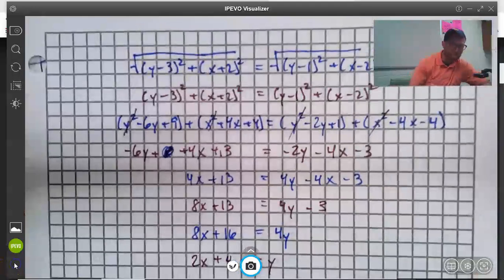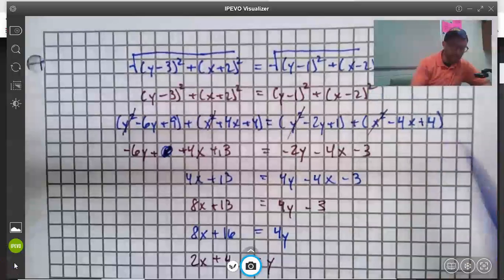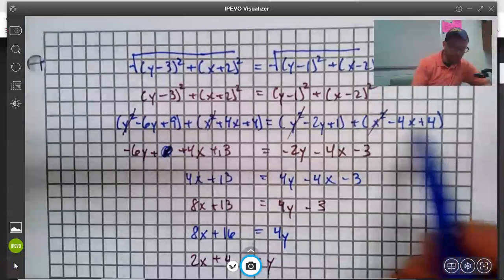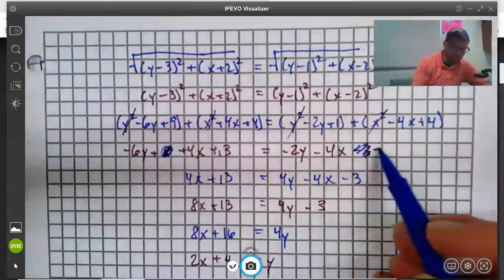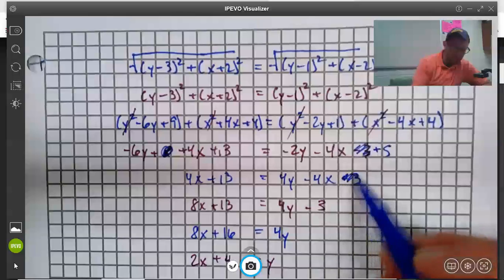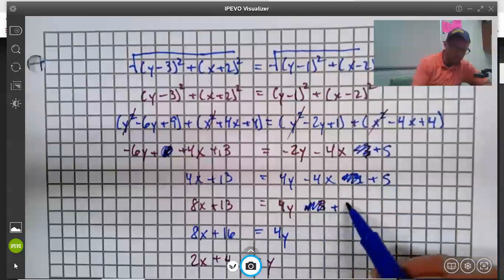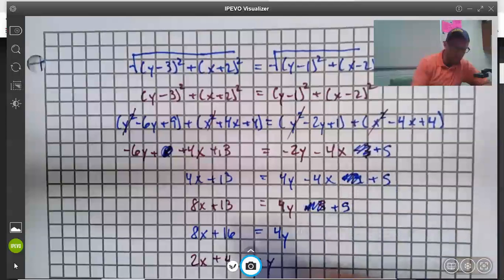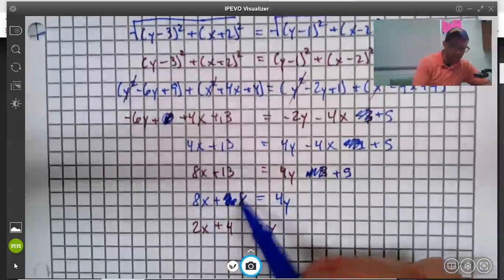Oof, I found my mistake. This binomial expansion should have been plus 4 over here. 4 and 1 would have made this plus 5. So then we subtract 5, which gives us 8, since 13 minus 5 is 8. And then divided by 2. Okay, so there.